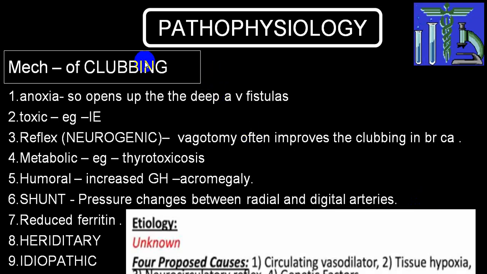There are a lot of theories and mechanisms which were described. One was anoxia or hypoxia due to opening of deep AV fistulas because of toxic substances. Neurogenic pathophysiology, like the vagus nerve getting involved; metabolic, like in thyrotoxicosis, or increased growth hormone, for example in acromegaly; or because of AV shunts, or because of circulation of reduced ferritin. When you can't identify the cause, it is idiopathic, and when it is genetic, it is called hereditary.